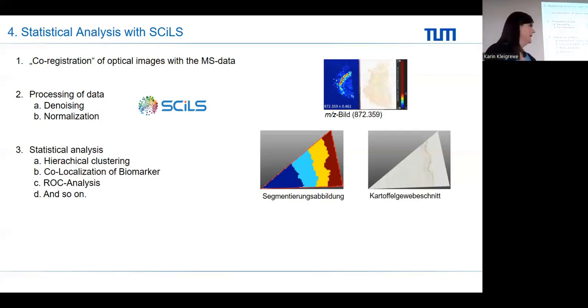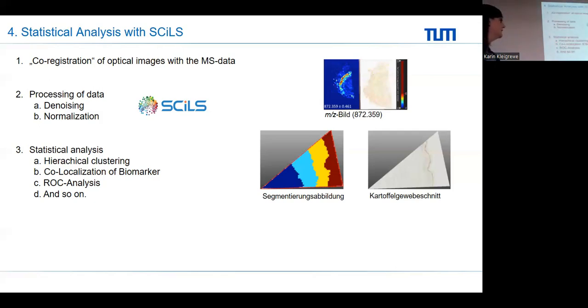And for example, here's again a potato. When you do this hierarchical clustering, it's basically a segmentation analysis. You see that the outside, where we have the carboxymethylcellulose, is different from the skin, which is different from the inner part of the potato. And then you can look at which metabolites are located at what site. For example, in potatoes, the saponins are located on the outside, and that's the reason why you peel your potato before cooking it.